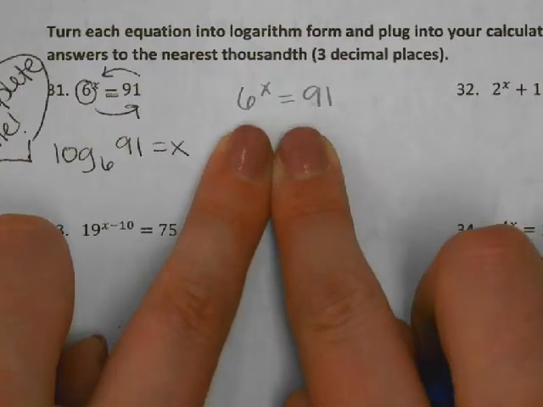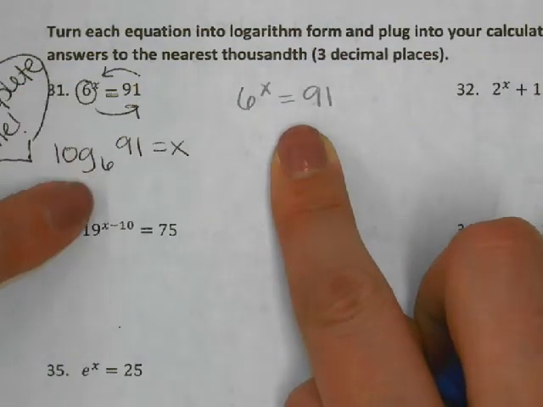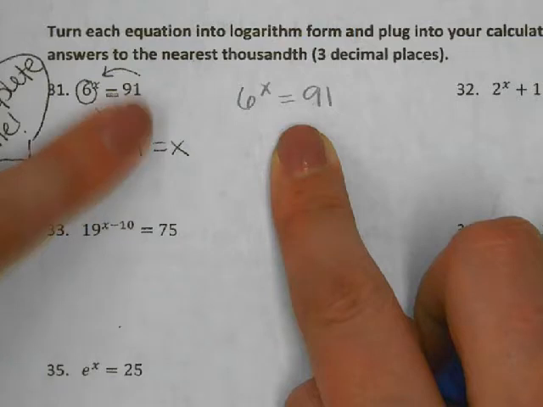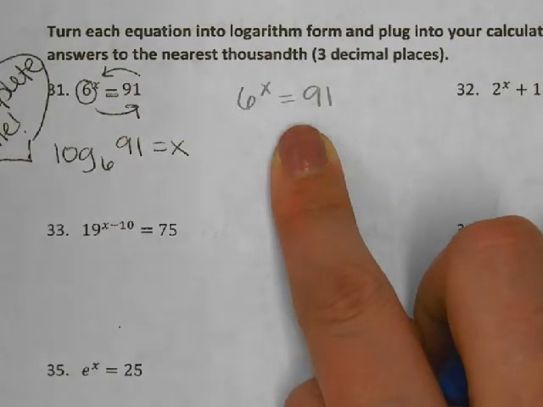So here, if you want to do the Tootsie Roll method, the base would become the base, so log base 6 of 91 equals x, and they wrote it correctly. It's a complete me problem, so you just have to plug this into your calculator and get the answer.